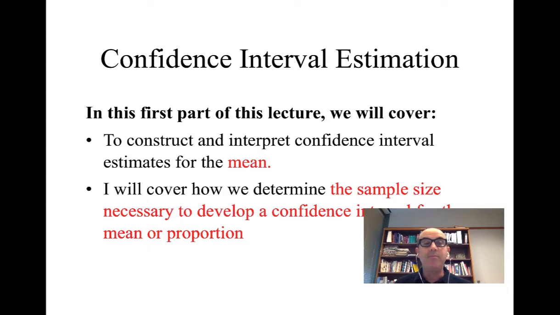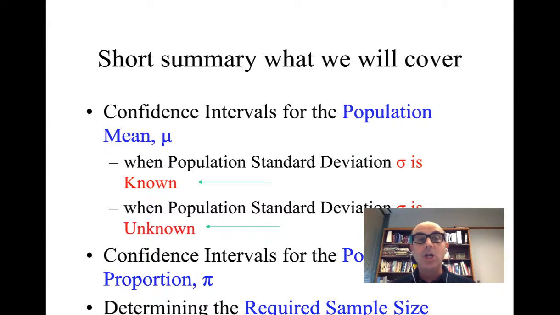So let's start. The first part of the lecture, we will cover the construct and the interpretation of the confidence interval estimates for the mean. And I will also cover how do we determine the sample size necessary to develop confidence interval for the mean and the proportion. So a little summary of what we have covered last time.